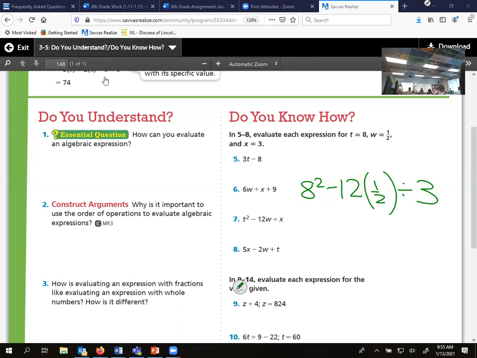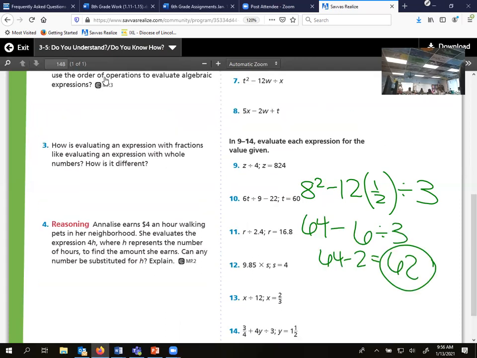Okay, let's do 7. T squared, what's T? T squared minus 12 times W, divided by X, which is 6. I have 8 squared, which is 8 times 8, 64. Then I can do multiplication and division. 12 times 1/2 ends up being 12 over 2. What's 12 divided by 2? 6. Then I'm going to do my division. 6 divided by 6 is 1, and 64 minus 1 is 63.